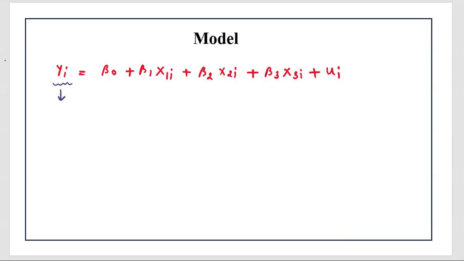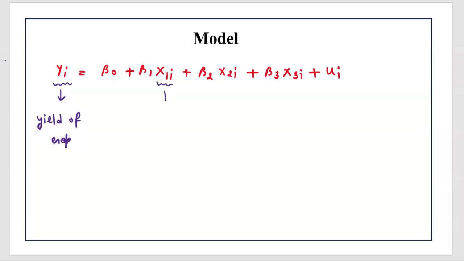So the model that we will use for our discussion will be something like this. Yi is beta naught plus beta 1 x1i plus beta 2 x2i plus beta 3 x3i plus some stochastic error term, which is ui. So this is going to be our model. Now, in this model, we will assume that yi, the dependent variable, measures the yield of a crop. So basically, we are taking a particular example, a particular situation.